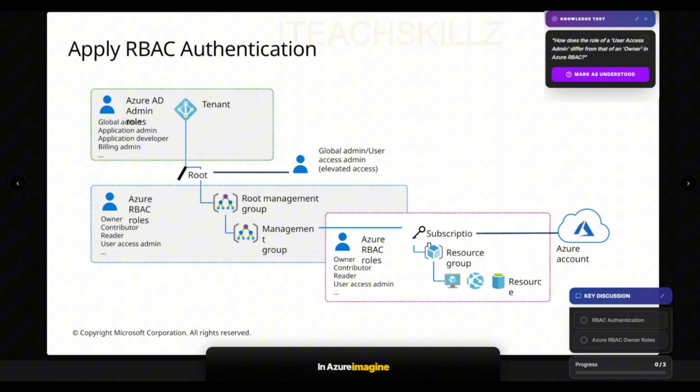In Azure, imagine role-based access control, the RBAC, as a way to manage who gets backstage passes at a concert. Global admins are like the headliners with all access rights, while tenant application admins focus on specific apps. Billing admins handle ticket sales, and user access admins manage crowd control. Now let's explore Azure RBAC owner roles.